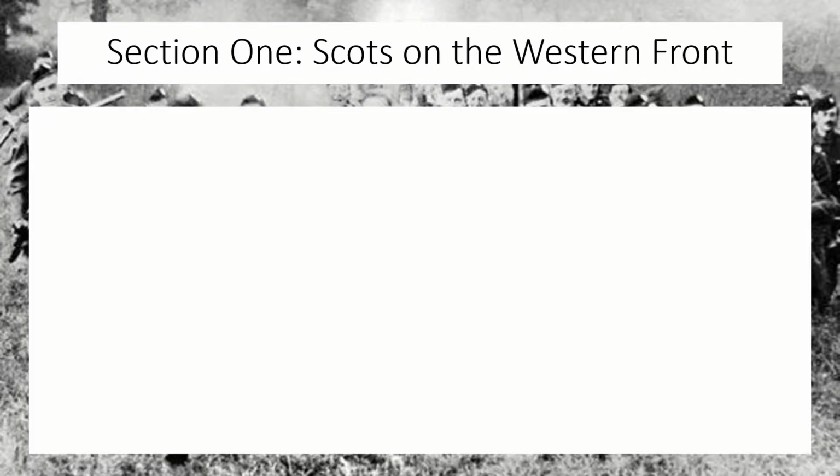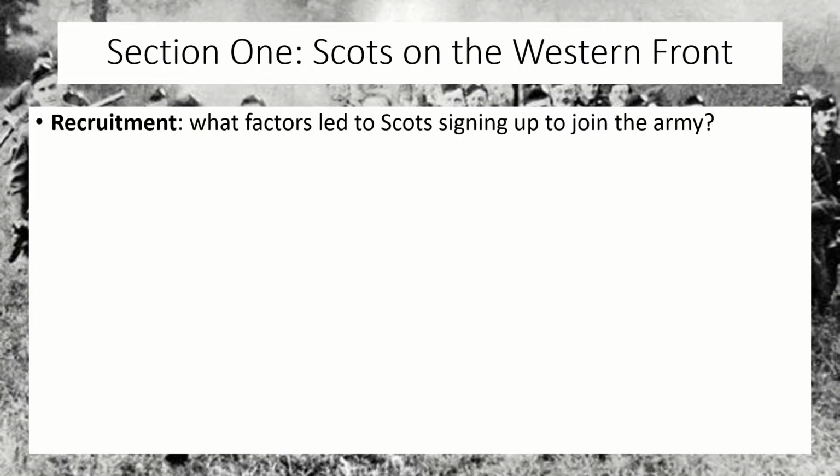So there are 4 different sections to the Great War course, and that's the same for all of the history courses, that there are 4 parts. And the first part is Scots on the Western Front. So this basically deals with the experiences that Scots faced when they were actually fighting in the war on the Western Front. So the first part looks at recruitment.